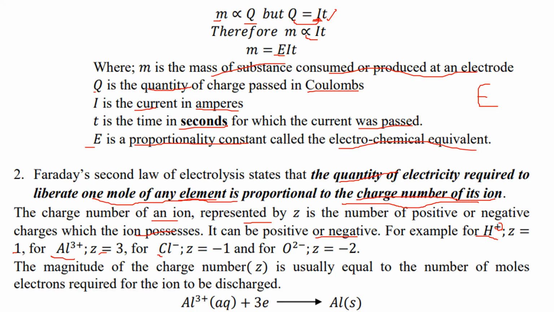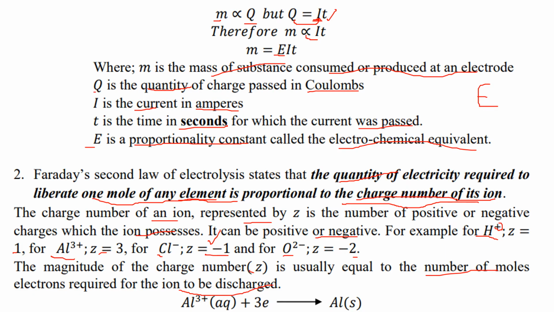So Z is going to be equal to negative 1. Here it's relevant to show the sign because it's an anion. So for the oxide ions, Z, or the charge, is going to be equal to negative 2. So we're going to say that the magnitude of the charge number, which is Z, is usually equal to the number of moles of electrons that are going to be required for the ion to be discharged.